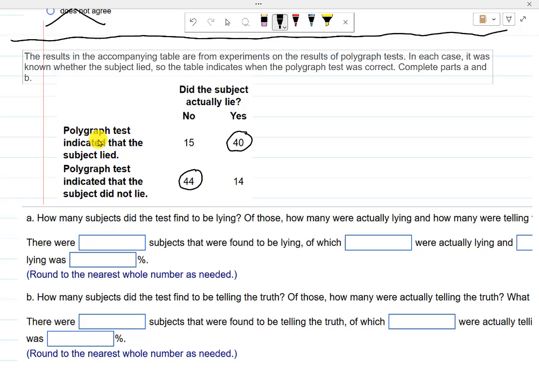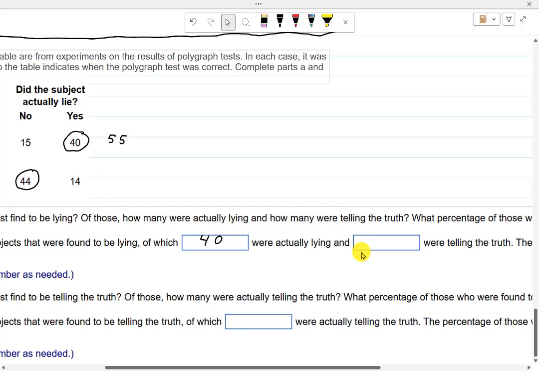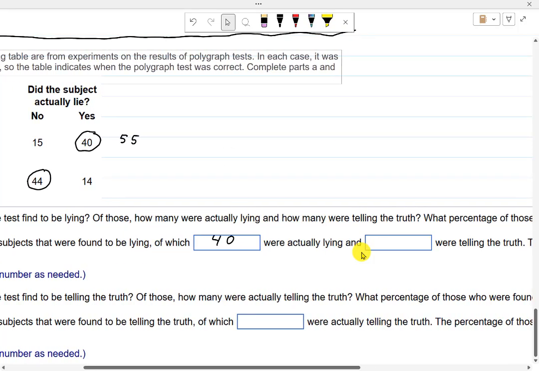So let's take a look. How many people did the test? So it says, how many subjects did the test find to be lying? So there were blank subjects that were found to be lying. The test tells us there was this 15 plus 40 for a total of 55 people that the test says were liars, of which blank were actually lying. Well, 40 of them. And I'll have to move to the side. And blank were telling the truth, 15.